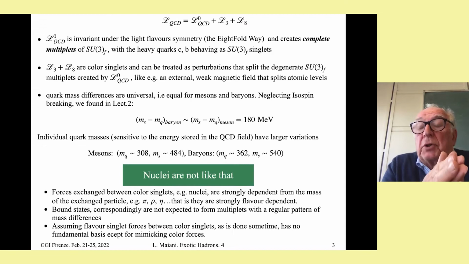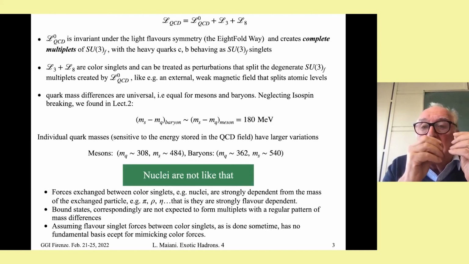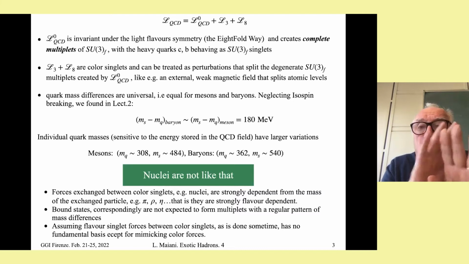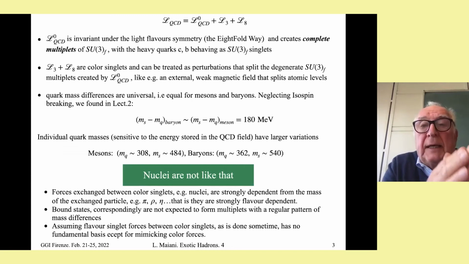This is the Gell-Mann Okubo hypothesis, that you can treat the perturbation of SU3 as a small perturbation over the spectrum, the general spectrum of SU3 flavor multiplets. Color is not there, and everything is color singlet. I'm not speaking of color. SU3 now is the SU3 of the Eightfold Way of Gell-Mann and Ne'eman.